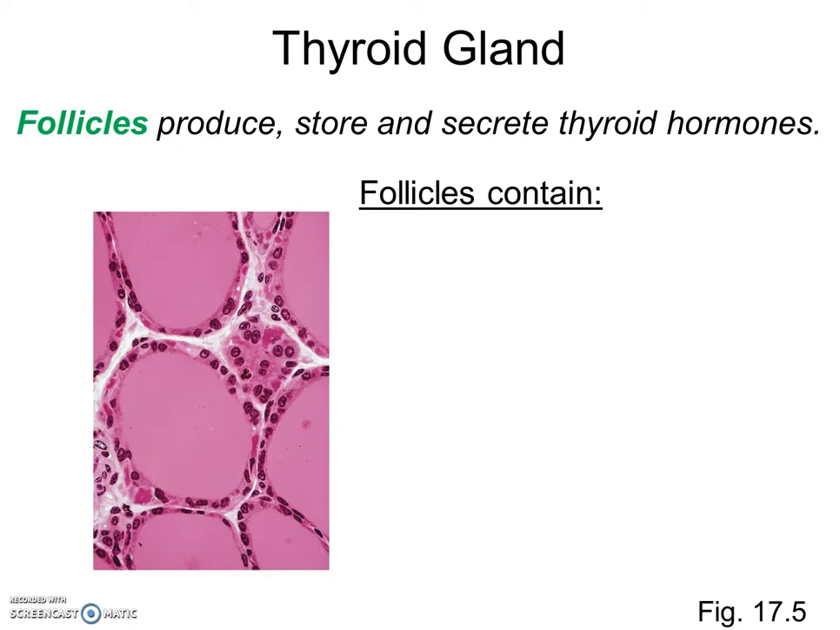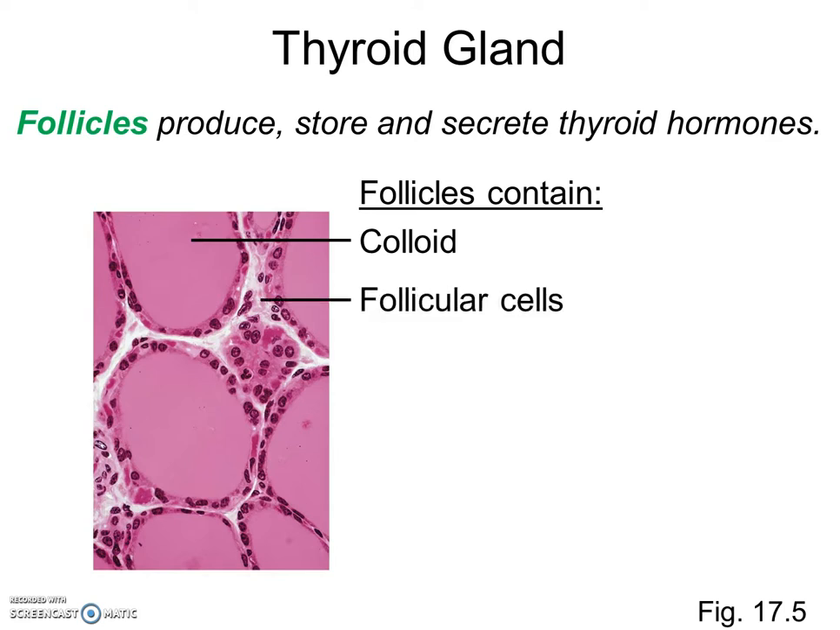So follicles will produce, store, and secrete thyroid hormone. So let's see how it does it. If you look at the follicle, it's going to have different parts to do all of these functions. For example, first, the entire inside, the solid pink that you see right here, is called the colloid. The colloid is the area where you can actually store the thyroid hormones once they are made.